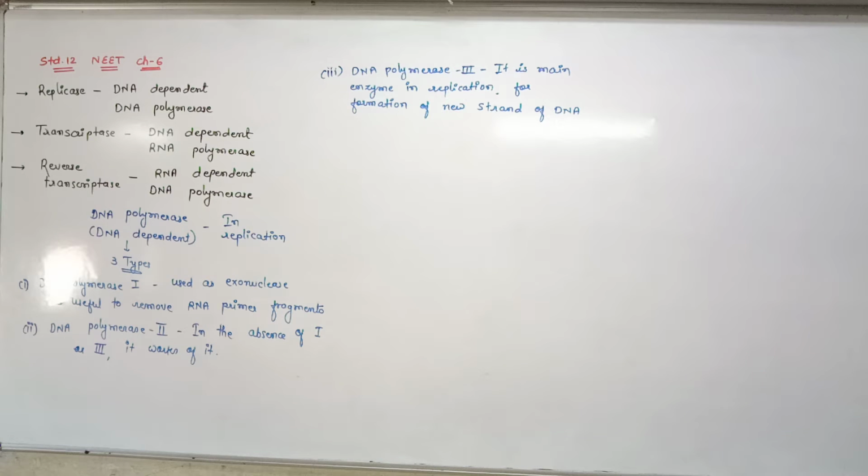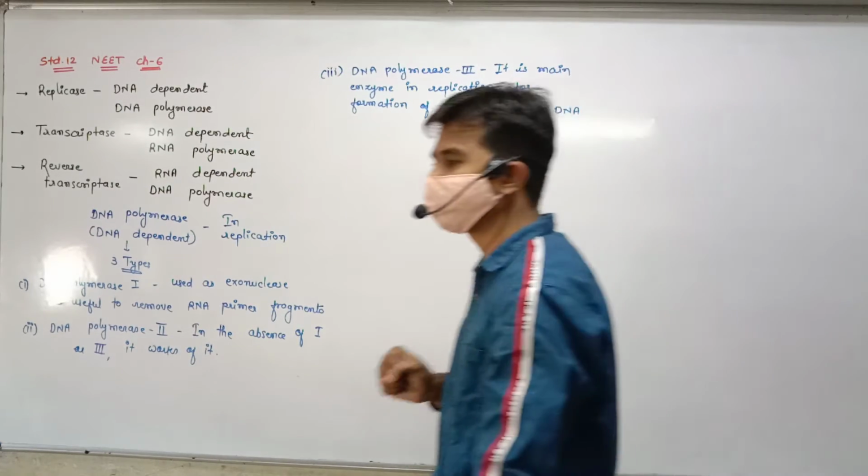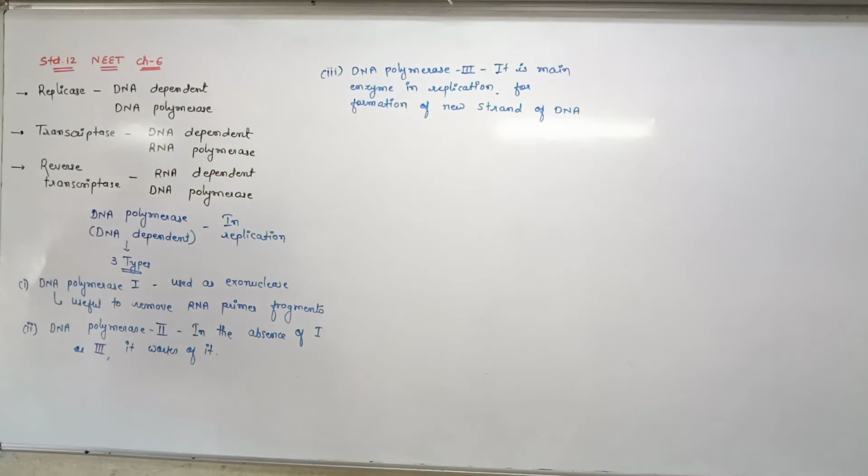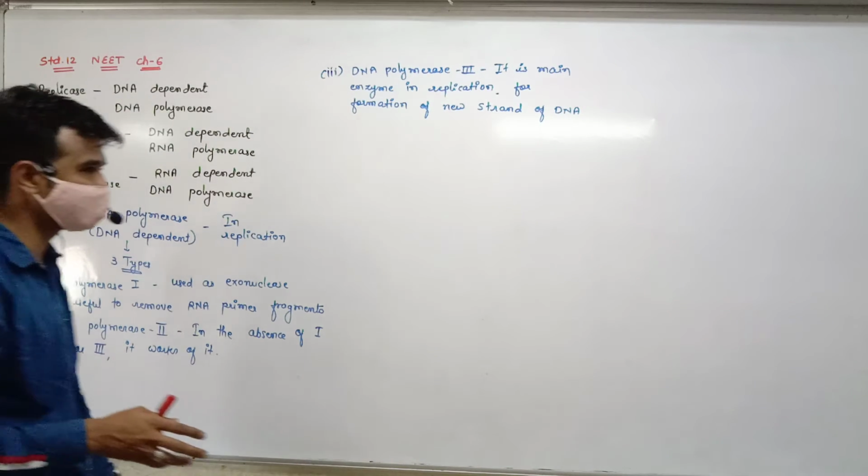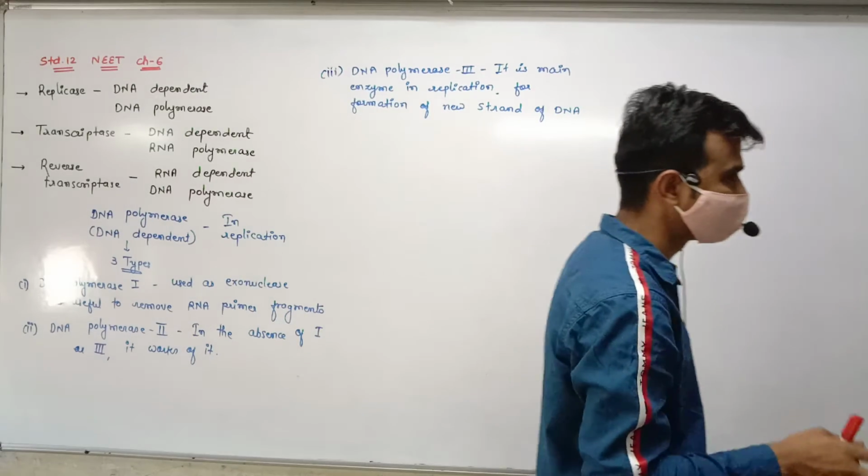DNA polymerase 3 in the absence of 1 or 3, it works perfectly. DNA polymerase 2 is substituted. It is also known as the substituted DNA polymerase enzyme. Okay? It either works as a 1 or 3, but not both. Both are different there. Right? And you revise the video of the transcription process also.